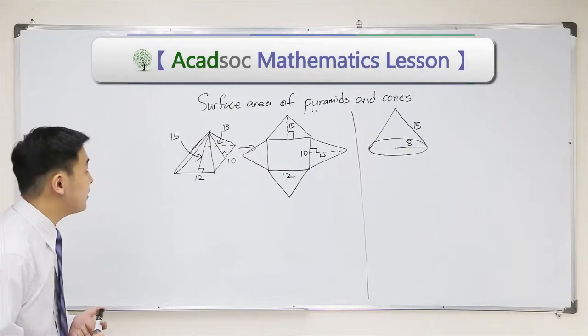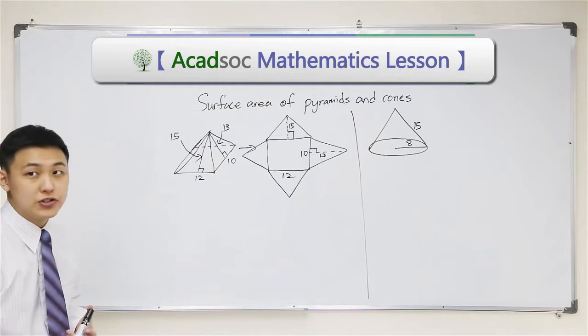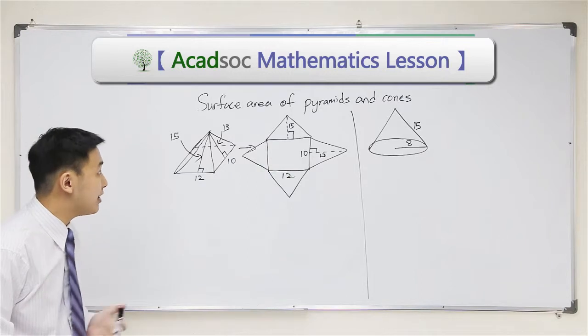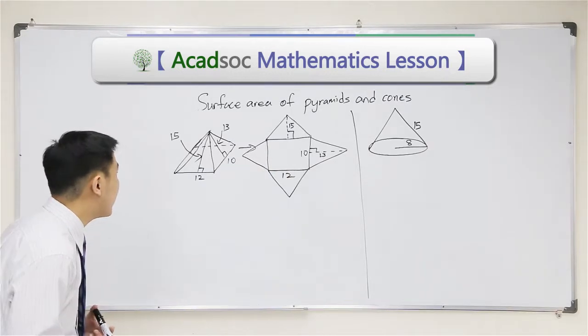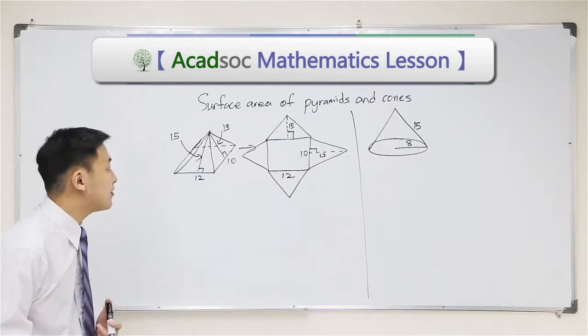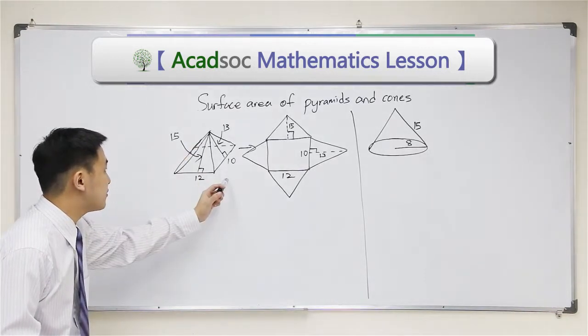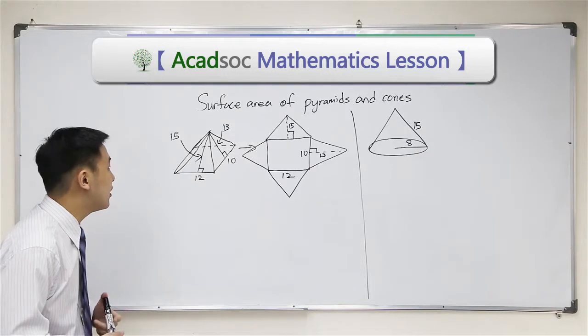Now let's look at the surface area of pyramids and cones. So first we have a pyramid, which is actually a rectangular pyramid since the dimensions of the base are 12 and 10. And we have the slant height of two different triangles, one with a slant height of 13 and one with a slant height of 15.